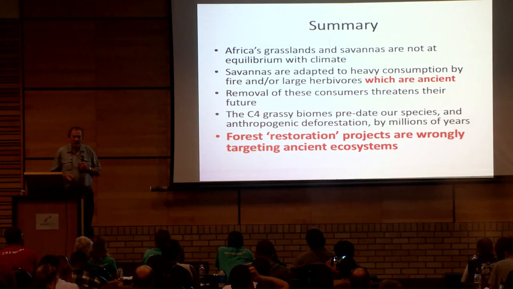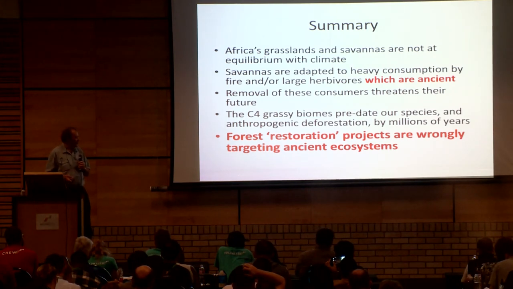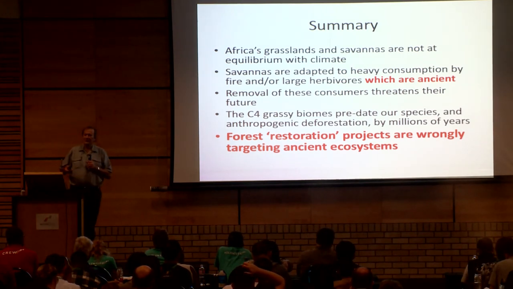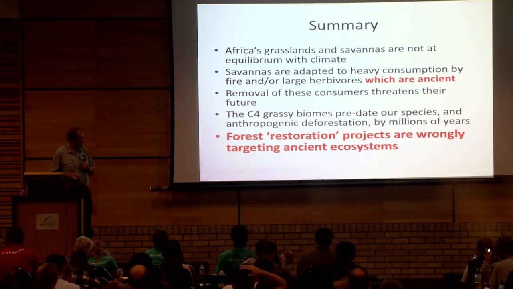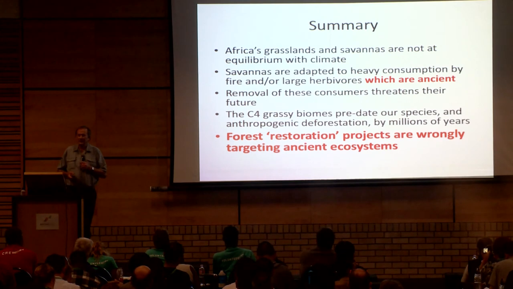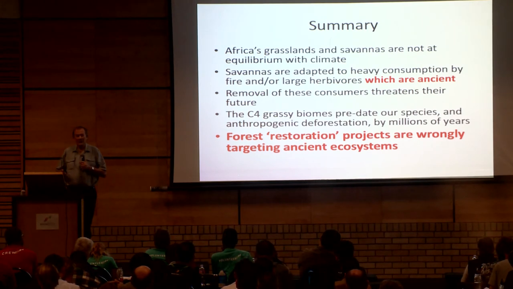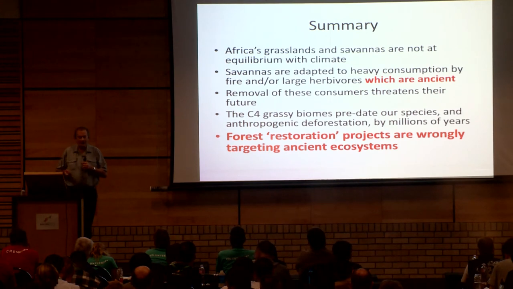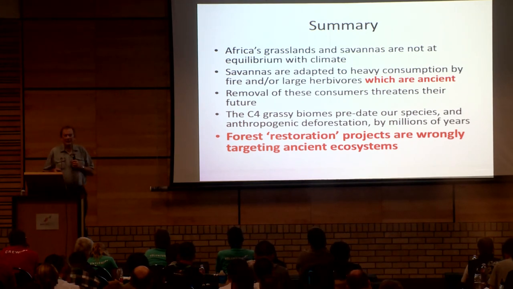These C4 grassy biomes, the savannas, predate our species by thousands and thousands of years, if not millions of years. And they predate anthropogenic deforestation by vast aeons of time. It remains that savannas are remarkably young, and their origin and beginnings are absolutely fascinating. But anything that assumes that these things are anthropogenic really is wrong.